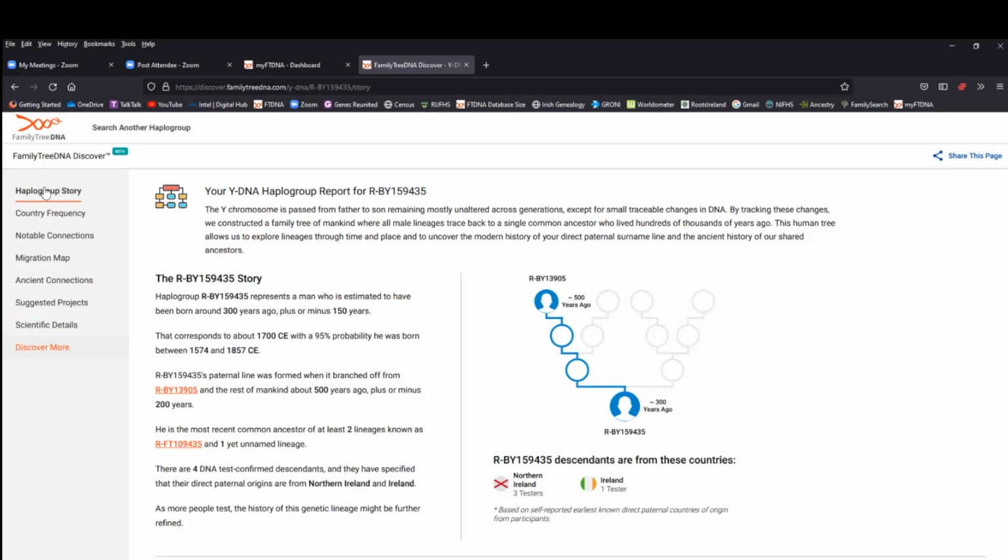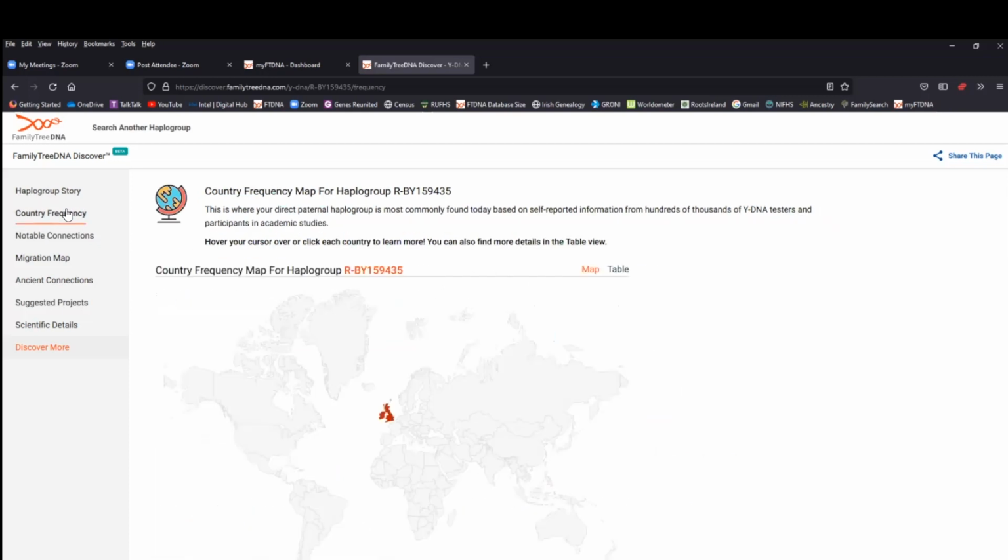That's your haplogroup story. Then you've got your country frequency. Now, this is showing you how many people in a particular country would share your haplogroup. Now, this isn't going to be very useful for you for recent haplogroups.